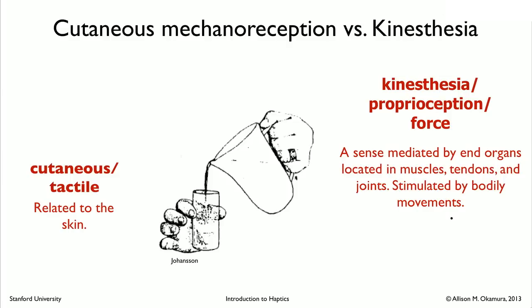Going back to cutaneous versus kinesthetic information, let's look at specifically what we mean by these definitions. When I say cutaneous, I mean things that are related to the skin, and when I say kinesthesia or proprioception or force, I'm thinking about end organs that are in the muscles, tendons, and joints, things that are stimulated by bodily movements and forces. And what we'll do when we talk about the details of human haptic sensing is first discuss cutaneous and then kinesthetic types of sensing.